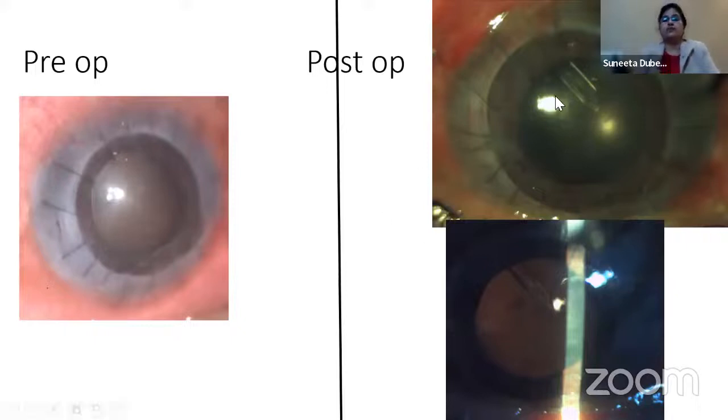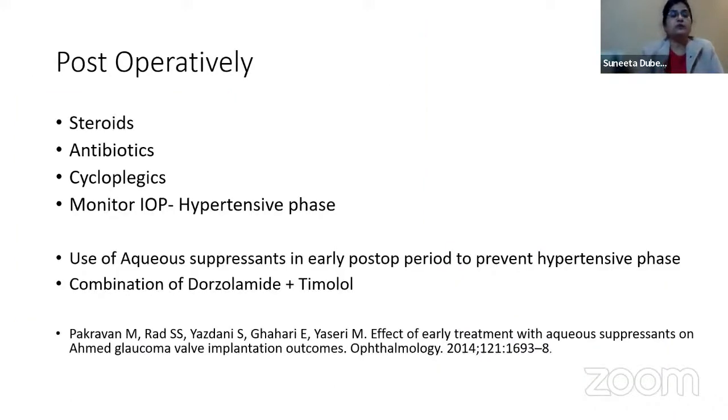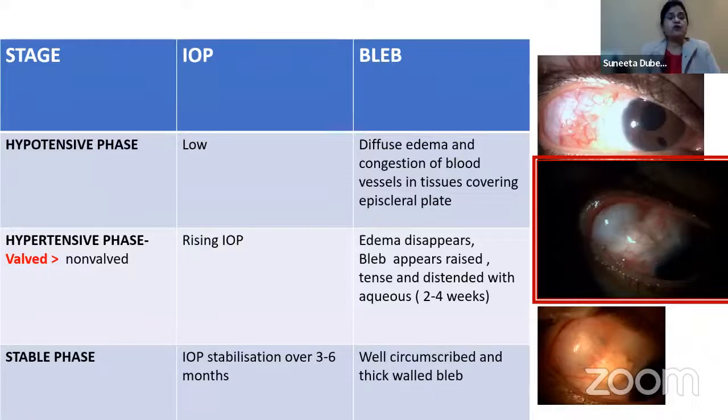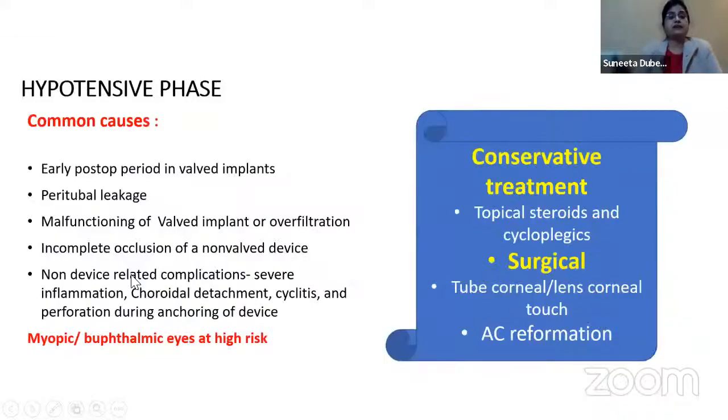So this is the post-operative picture, and this patient is doing extremely well 4 to 5 months after surgery with the IOP well controlled. So post-operatively, like any other glaucoma surgery, you have to use steroids, antibiotics, cycloplegics. One needs to monitor for the hypertensive phase, especially in the valve implants, and hypertension or low IOP can be there in the immediate post-operative period.